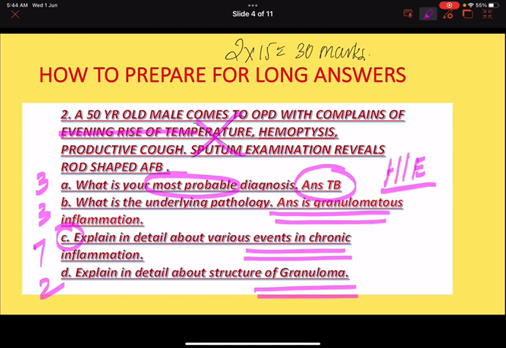So this is how to prepare for a long answer. This is one example. In one chapter, for example inflammation, they will give granulomatous inflammation as an essay. Sometimes in the immune system, they will ask about different types of hypersensitivity reaction. Don't expect that, as earlier, they will say, explain in detail about type 1 hypersensitivity.